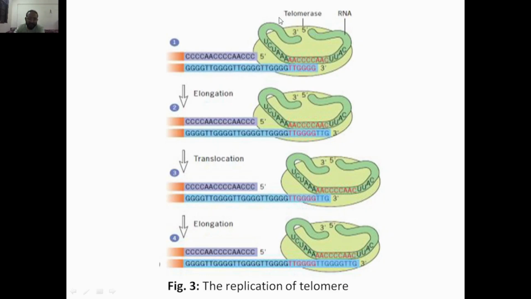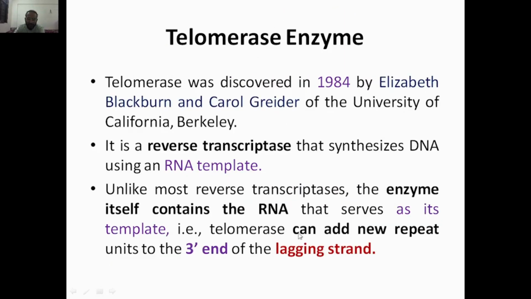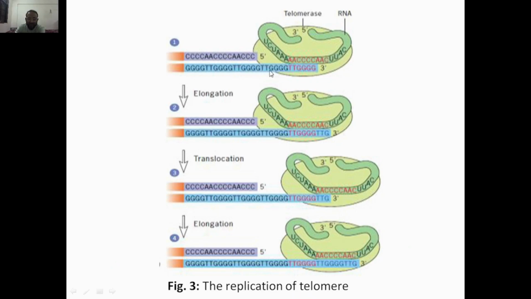And this particular telomerase enzyme, as discussed here, can add new repeat units to the 3' end of the lagging strand. This is a lagging strand which is not completely transcribed, so it will add this particular sequence, TTGGGG, to the 3' end, and complementary to that there will be DNA synthesis. So DNA will be synthesized with the help of an RNA template. That is the function of telomerase. That's how it starts adding on. Once it adds, that was elongation, then the translocation will take place. That means it will move to the other side, and the next repeat unit will come, and that's how the lagging strand will be replicated.